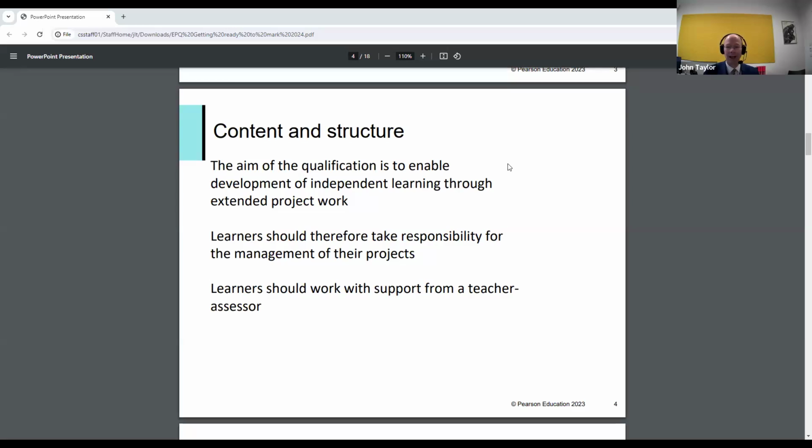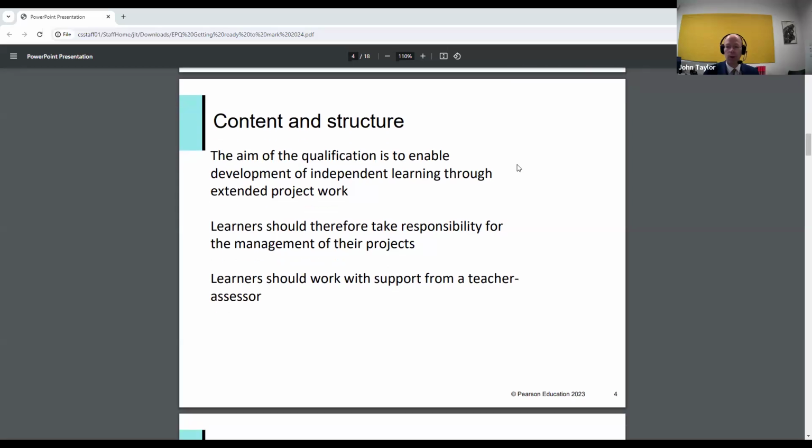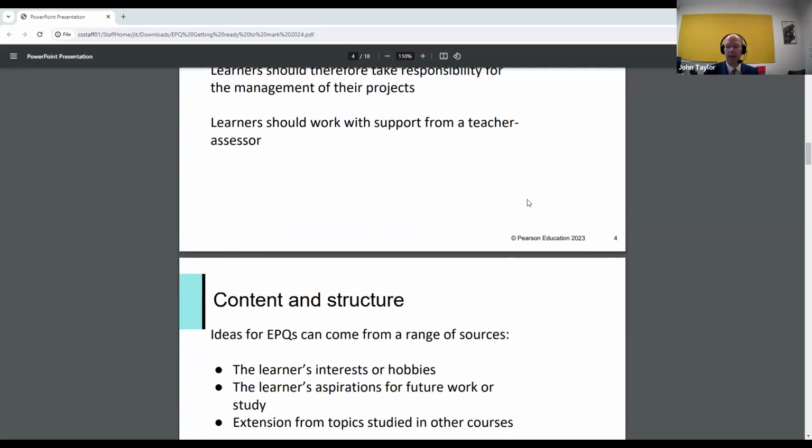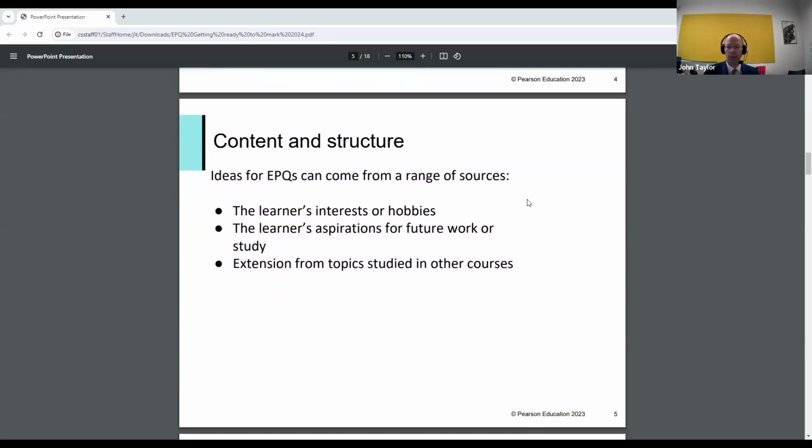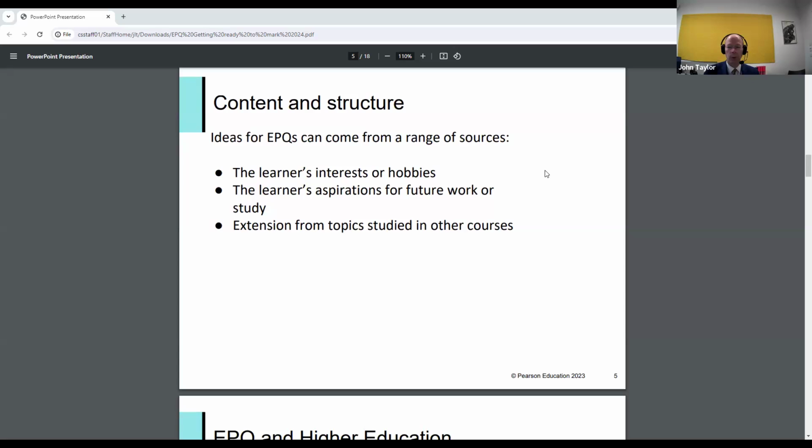Learning here involves support from a teacher assessor who can be questioning, challenging, prompting, goading all the way through the process. And as I'm sure if you're familiar with the qualification, you will know what a wonderful journey that can be for many learners. And it's always a pleasant experience at the end of the course as they give their presentations, just to discover how much they've managed to learn for themselves and see the power of this self-directed process.